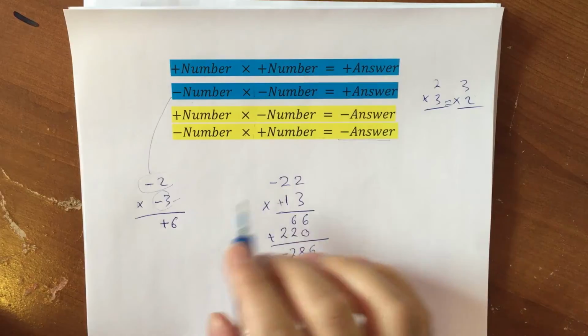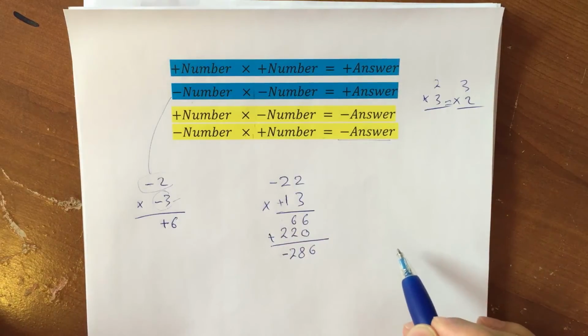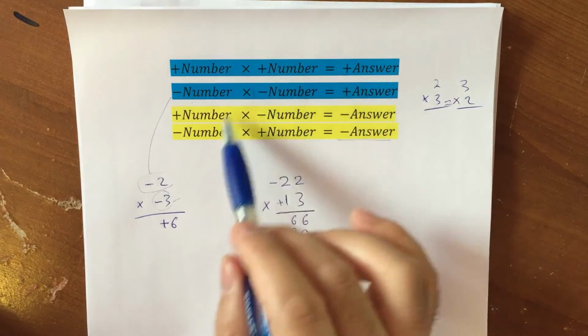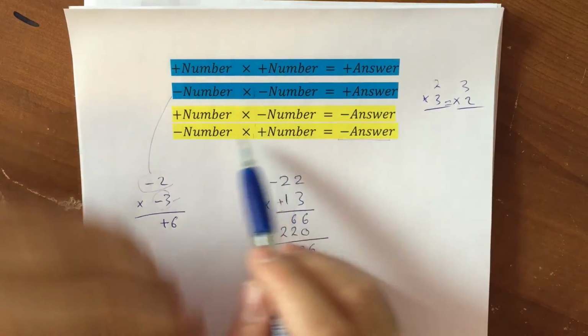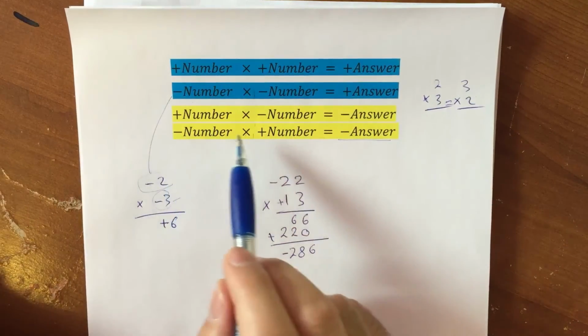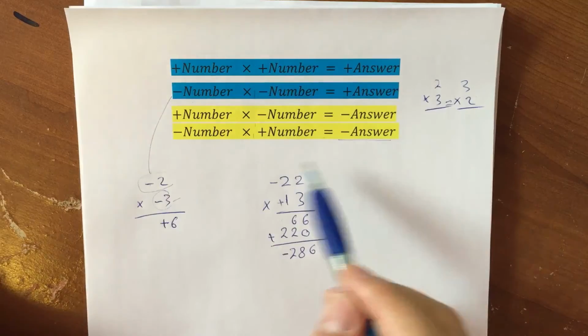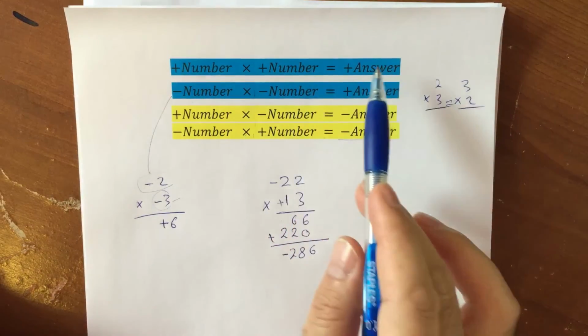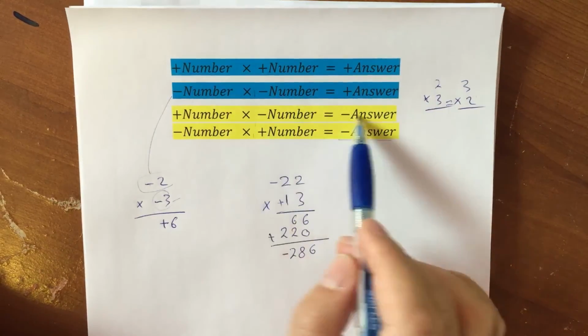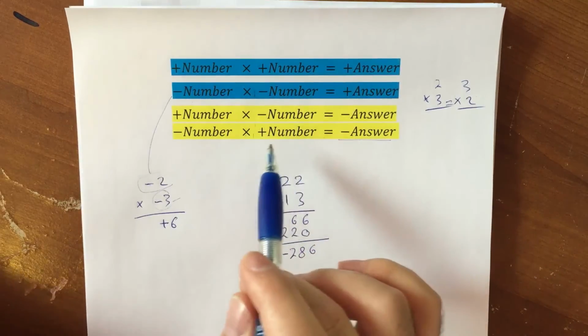So anything you have, just do the multiplication. Then, if you remember these, just remember this one: negative times positive gives you negative. Anything else will give you positive. Because this is basically the same thing, I rewrote it in a different way.